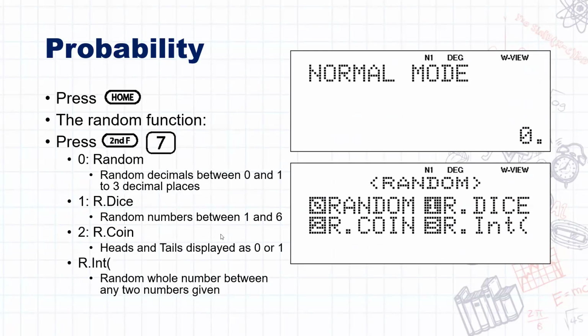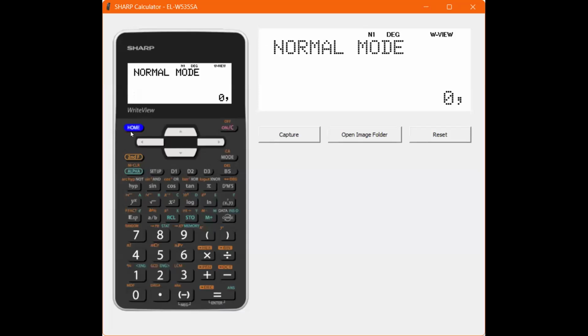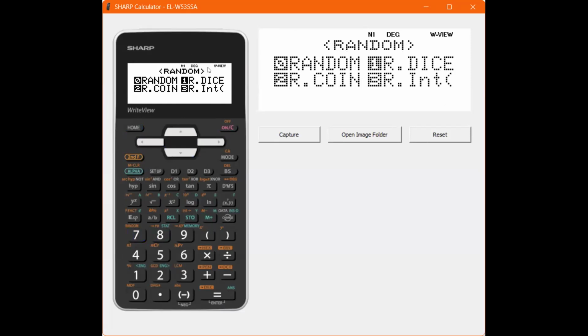All right, the last thing that I want to share with you today is probability, and that's just a fun thing that you can use to play with probability. So again, I'm just going to press home, and we'll go to normal mode. Now on your calculator, you have a random function. So you can say second function 7, and you'll see you have these 4 options.